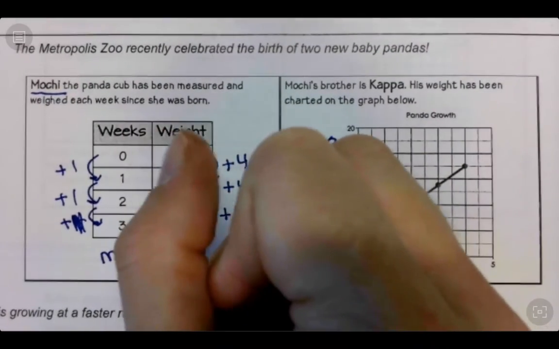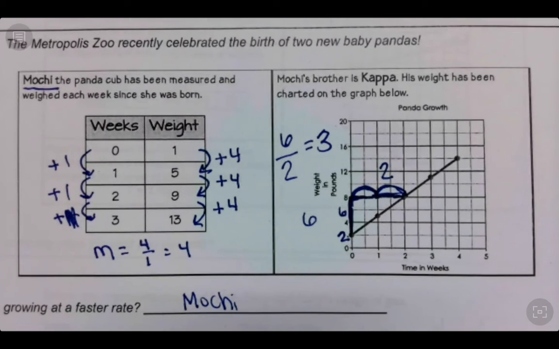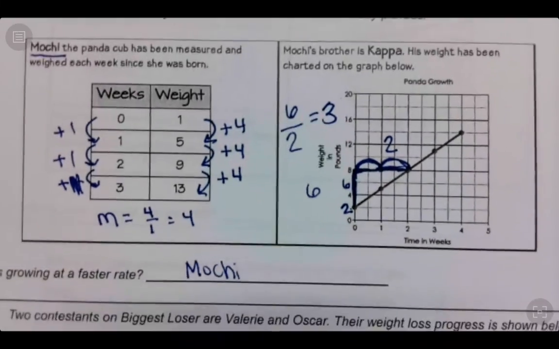So who is gaining more weight per week? The Moshi or Moki, or however you say that panda's name. And sorry, if somebody knows what that name is, then I'm completely butchering it. I am not trying to, I promise.